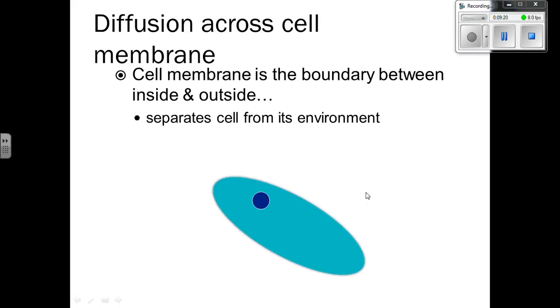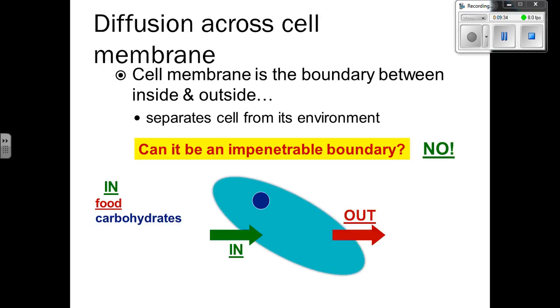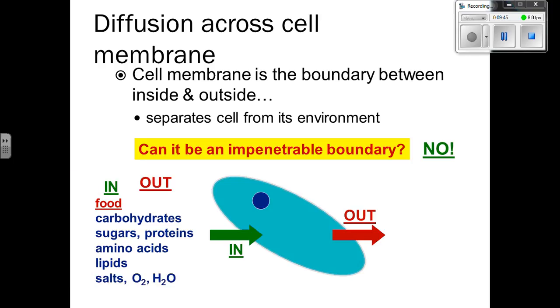Right, diffusion across the membrane. Again, we have that cell membrane that's separating the cell, and it can be penetrated. So things need to come in, things need to go out. Things like food and carbohydrates and sugars and proteins and amino acids, they all need to go into the cell. Lipids need to go into the cell. Salts and oxygen and water, all good things need to come in. And things that need to flow out are waste, ammonia, salts, carbon dioxide, water. These are all things that need to move out.